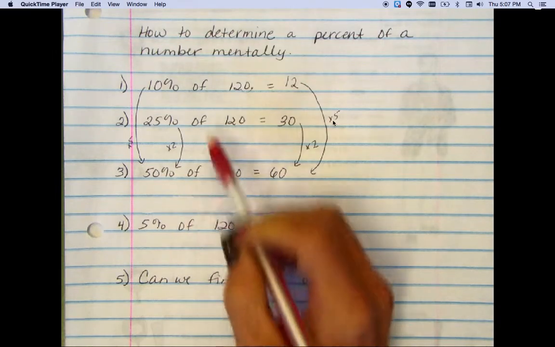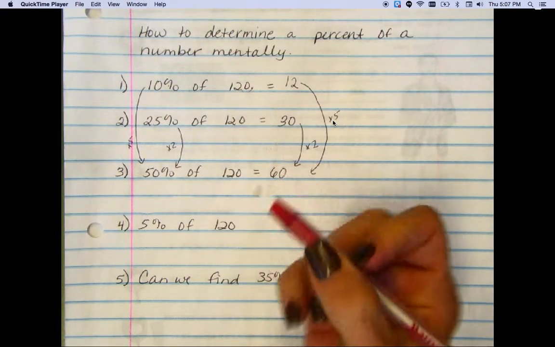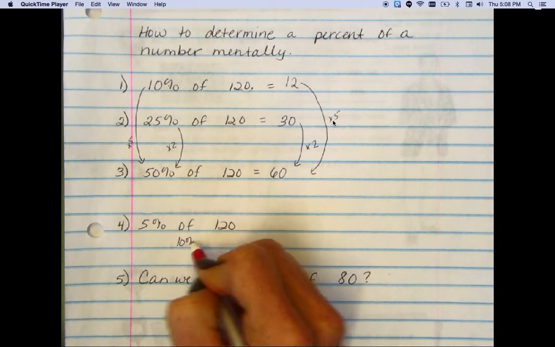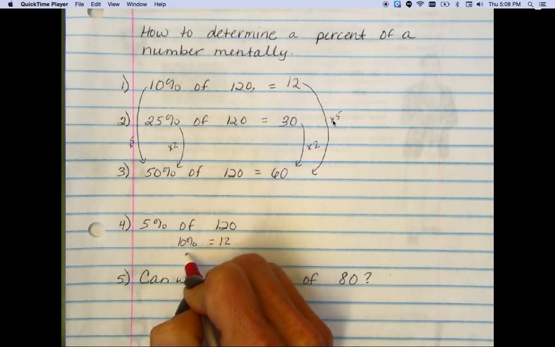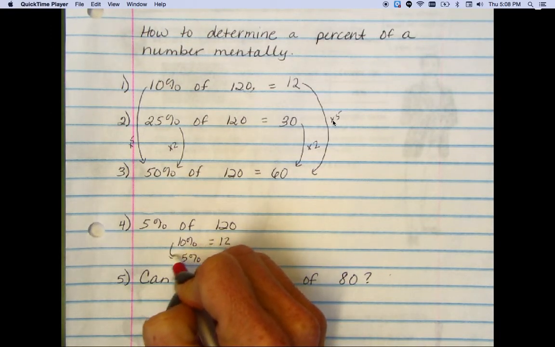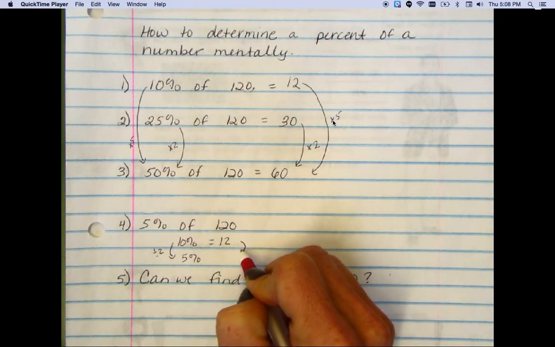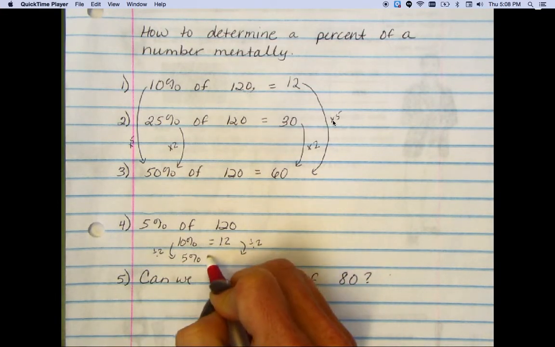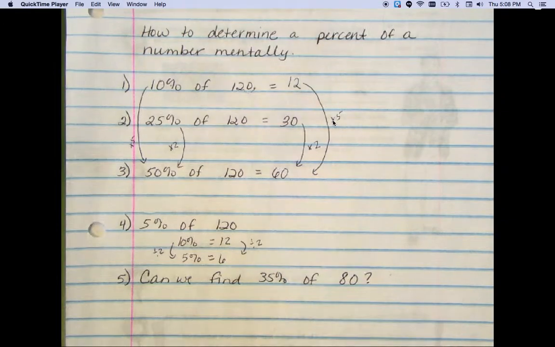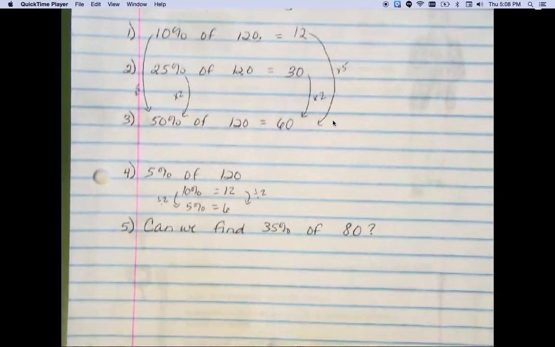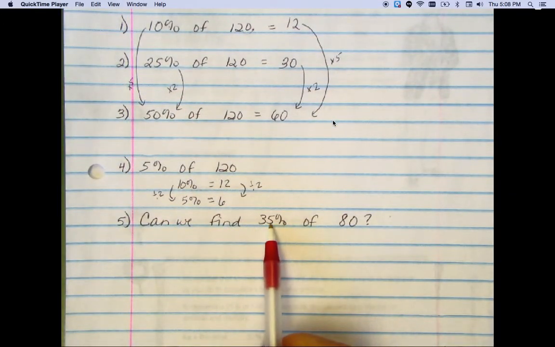For 5%, I'm going to go back to this. If I know that 10% is 12, then 5% is half, dividing by 2. So that means half of 12 is 6. So 5% would be 6. So knowing that, when I see a percentage like this, I can still do this mental math.